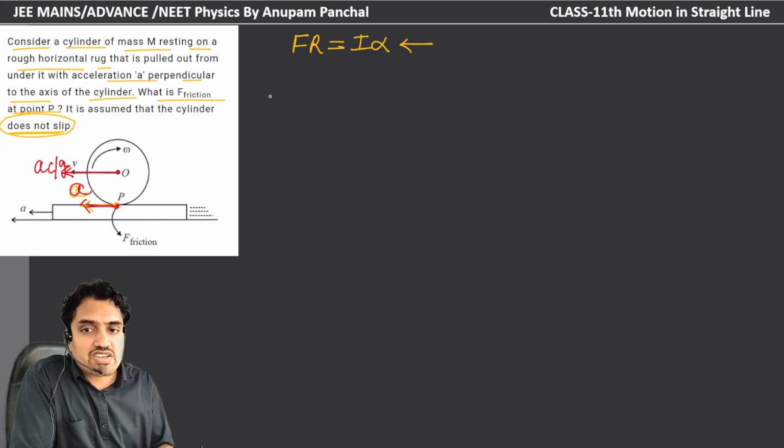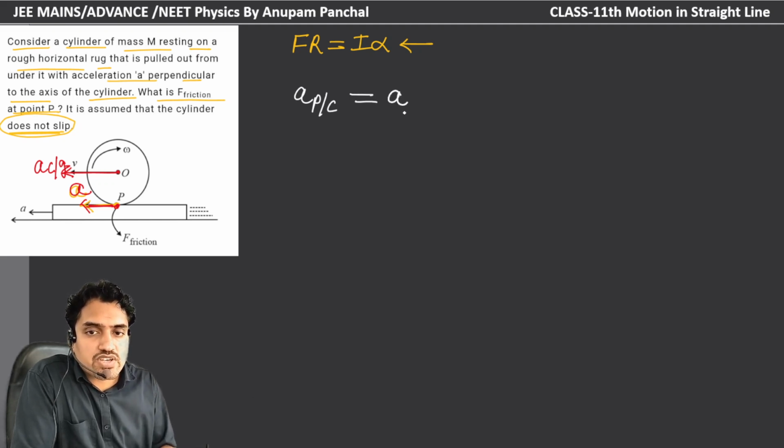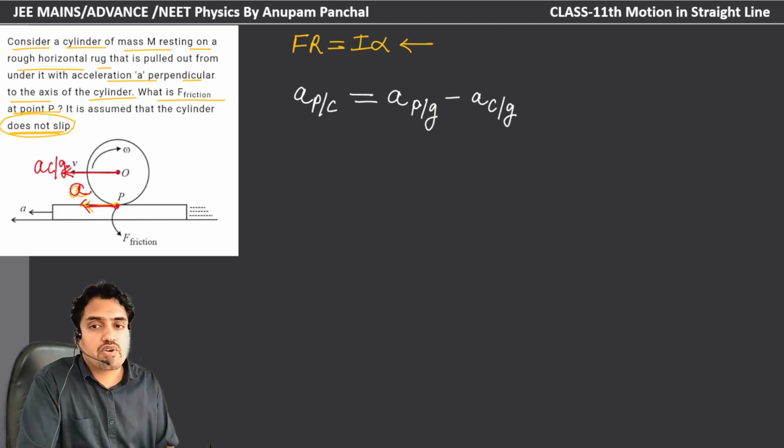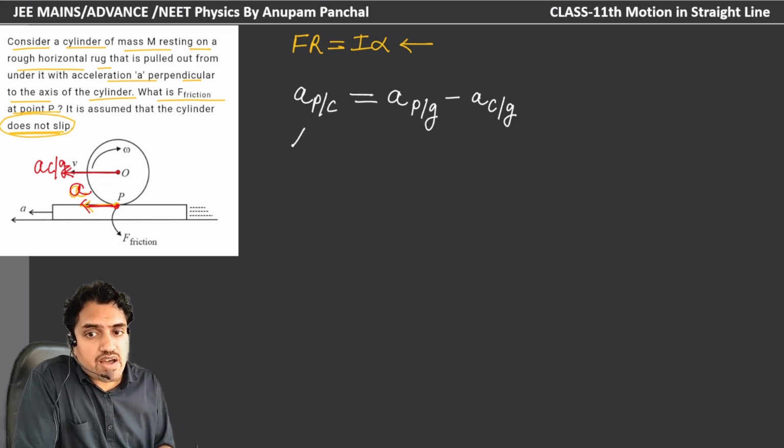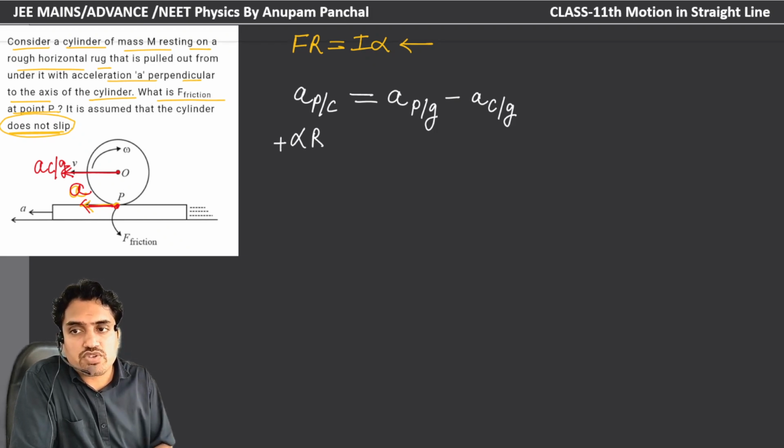Now what is the acceleration of point P with respect to the center of mass? Listen carefully, this point is very important to understand. You can write it as the acceleration of point P with respect to ground minus the acceleration of the center of mass with respect to ground. That is the concept of relative motion. The acceleration of point P with respect to the center of mass is alpha into r, angular acceleration into distance, and it will be positive if we consider this backward direction as positive.